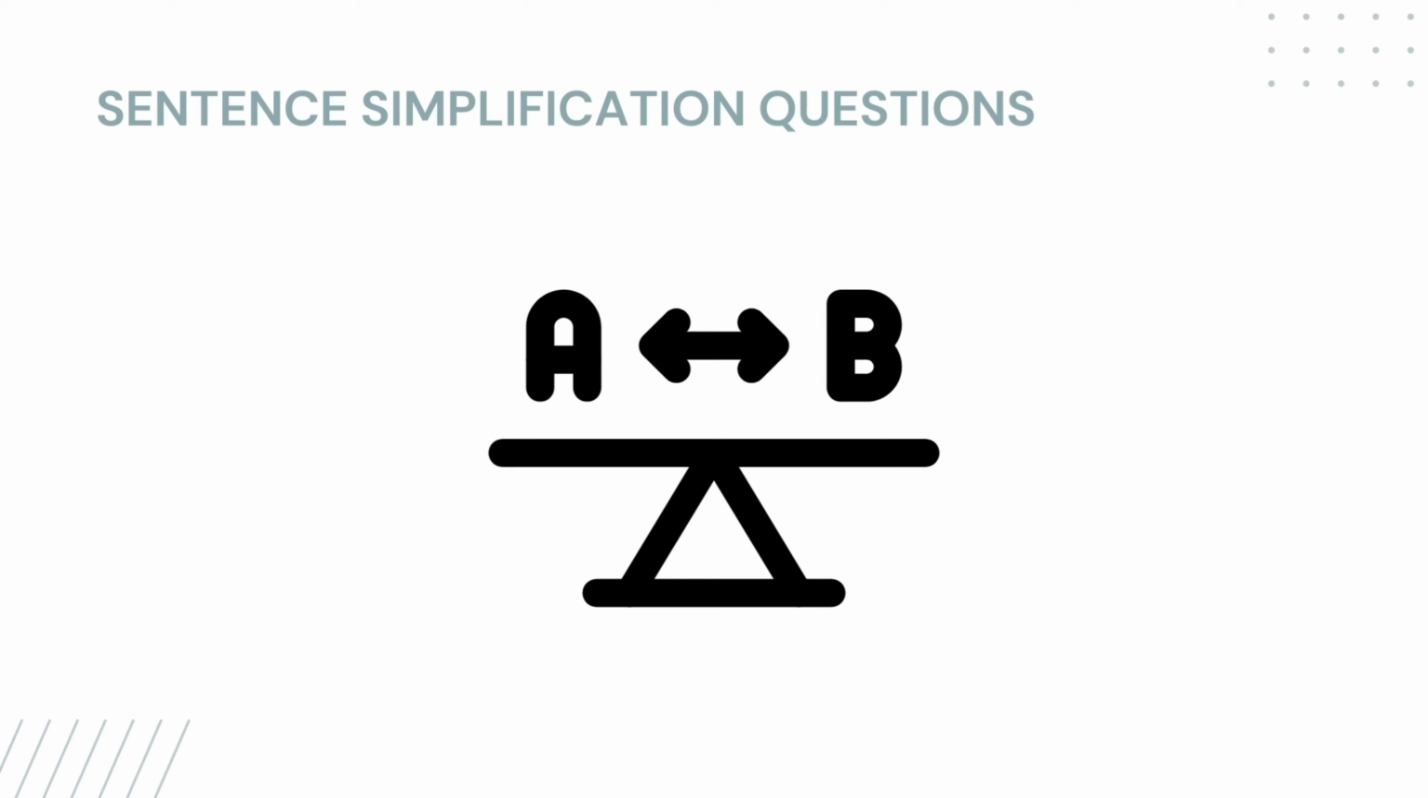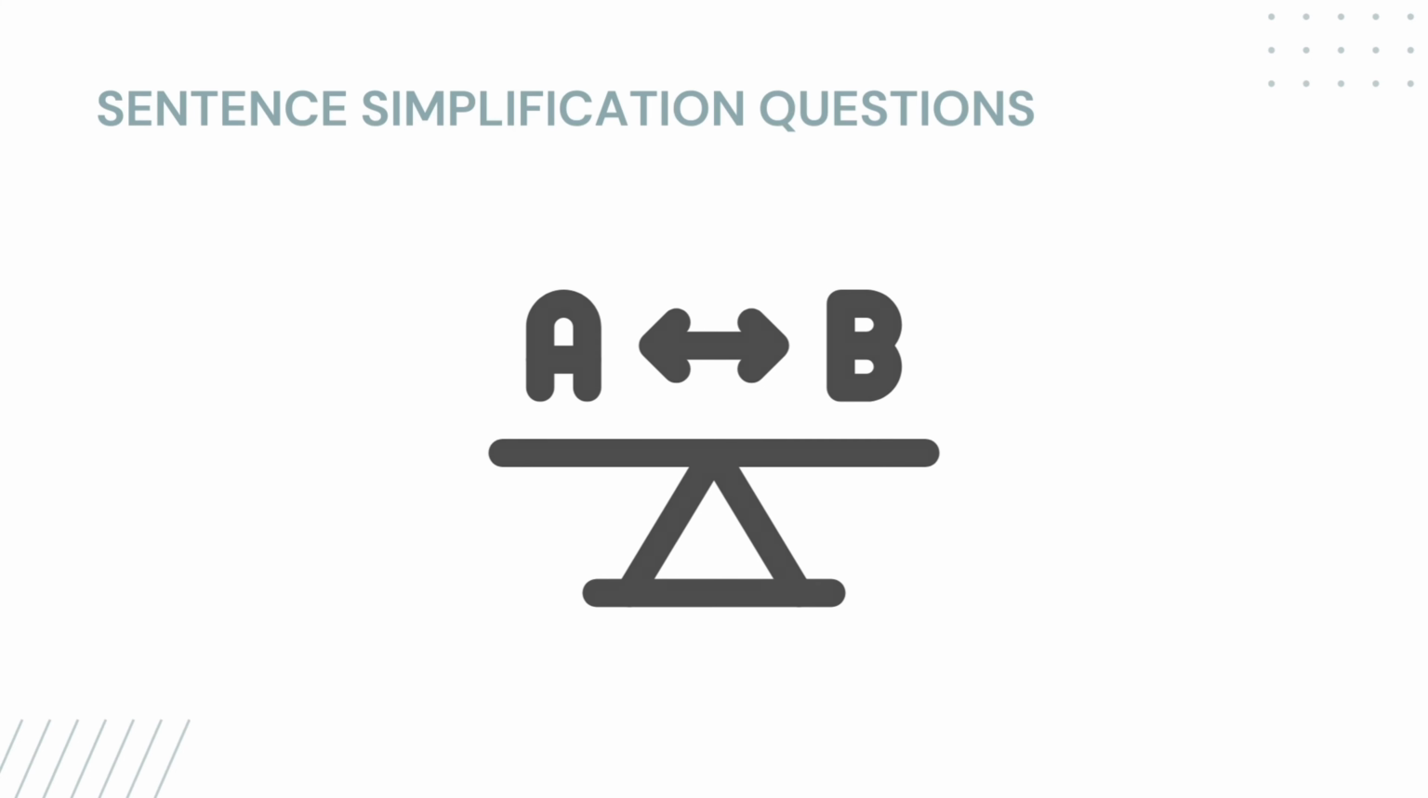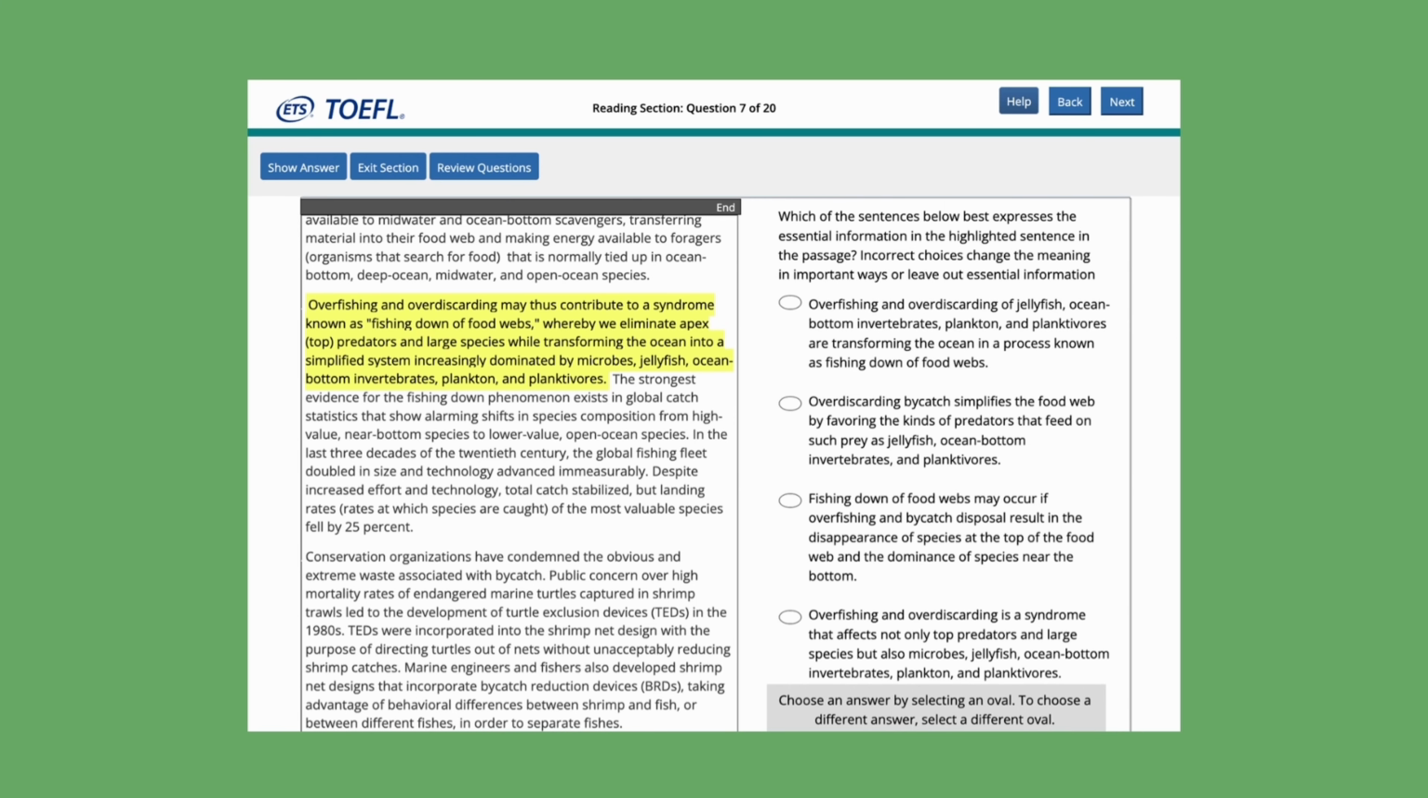First up, sentence simplification questions. This is basically when you're looking at a highlighted sentence and you're looking for an answer choice that means the same thing. So it's really like A equals B. Here's what it looks like on the test. This is another screenshot from ETS. You can see that there's the highlighted sentence on the left, and then the question on the right. There are 4 options, and you want to choose the one that means the same thing.